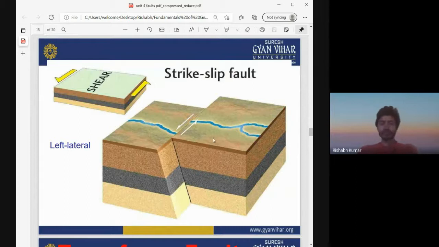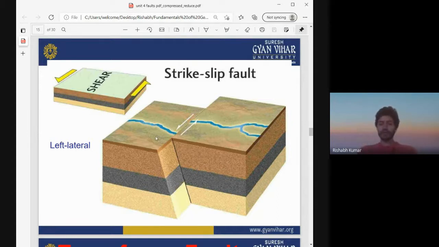Okay. So in this case you can see the movements. The relative movements here are shown by these arrows along your fault plane. So the movement here is in the direction of strike, not in the direction of dip. The blocks here are moving with respect to each other along the direction of the strike, not in the direction of dip, right? So that is why they are known as strike slip fault, right?